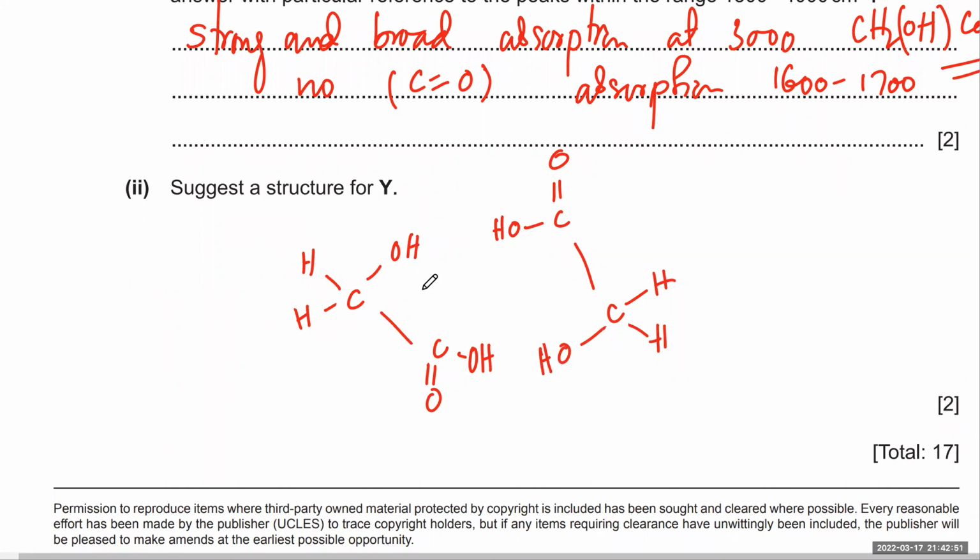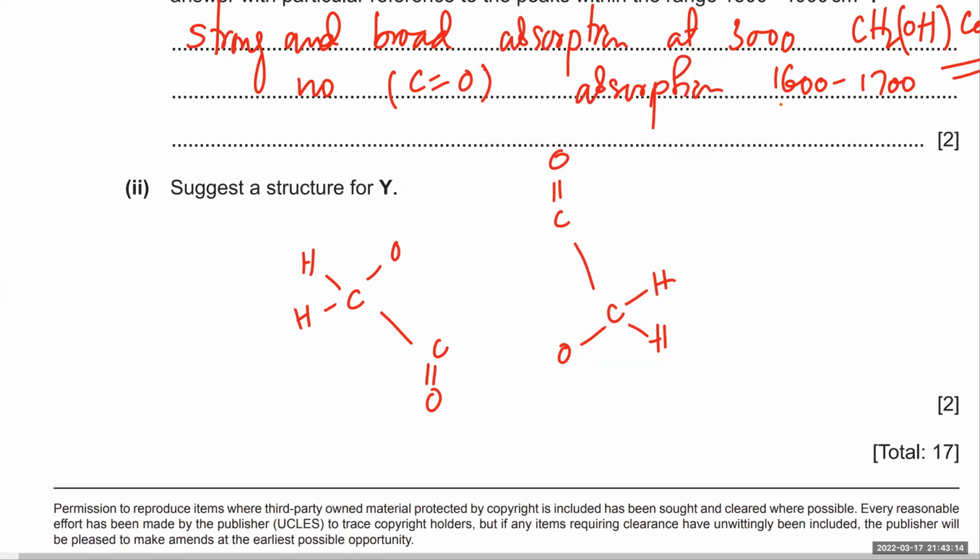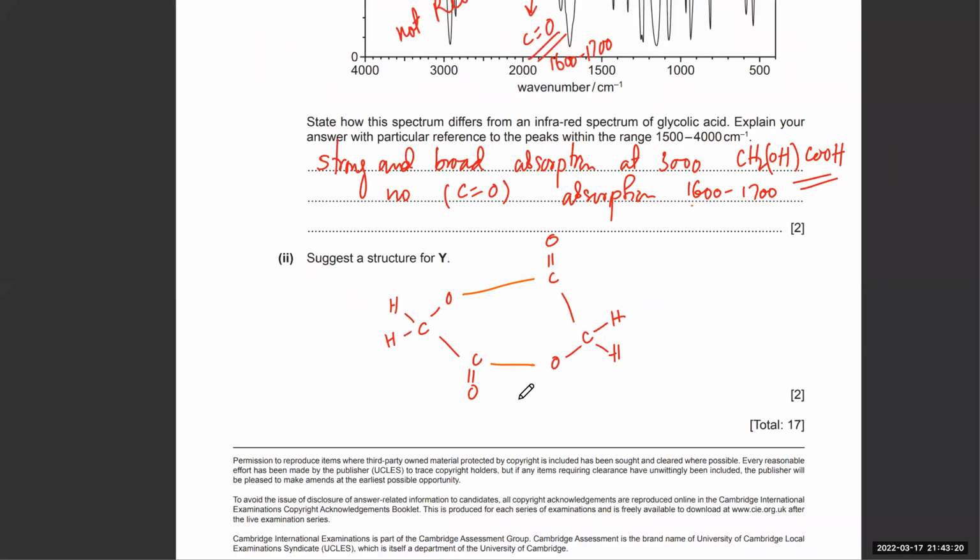Whenever you have a carboxylic acid and an alcohol in front of each other, they would have a condensation reaction. They would end up forming water molecules, and they would end up forming ester links. So the OH and H would be lost. So that is probably going to be structure Y.